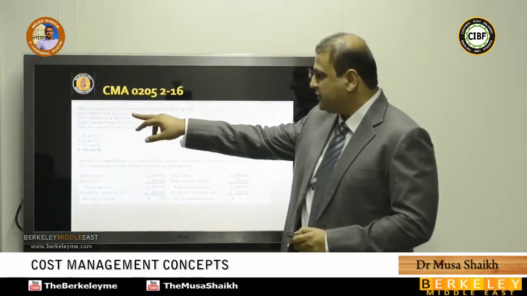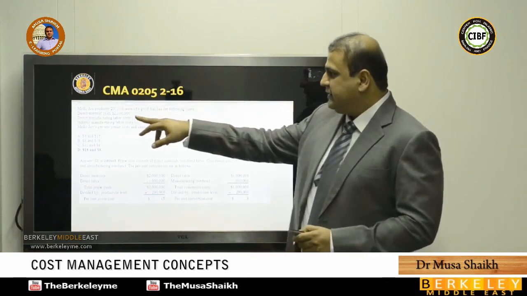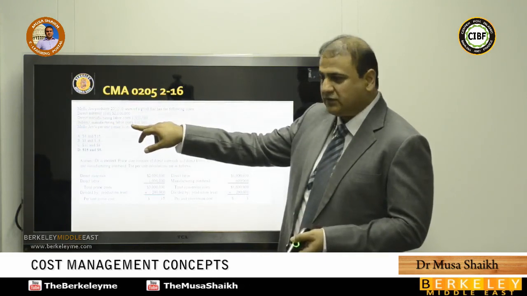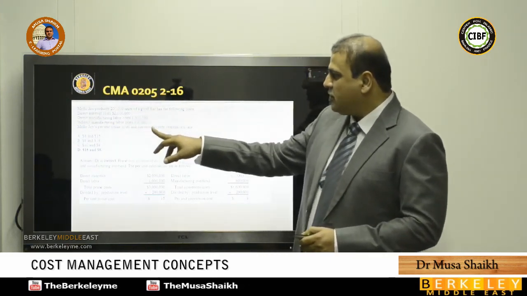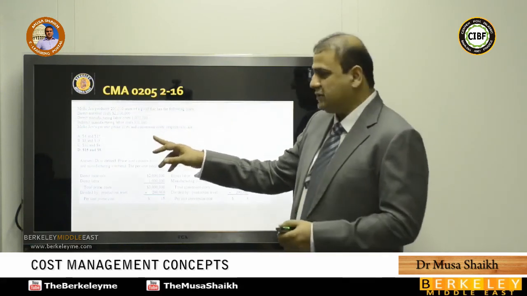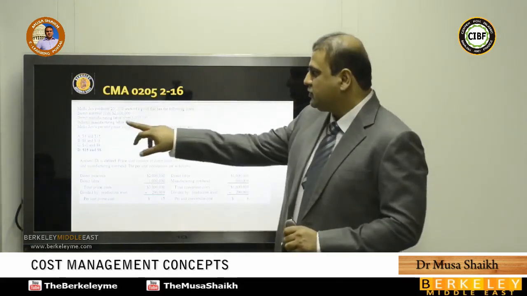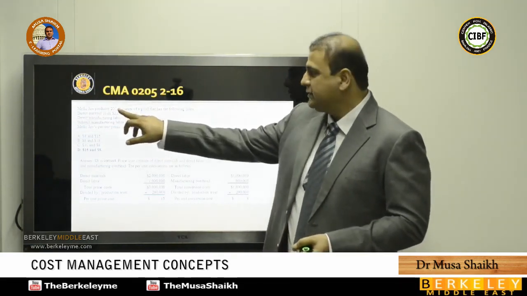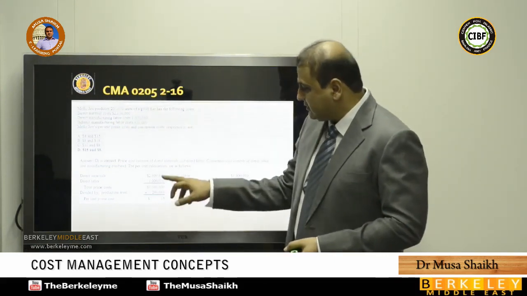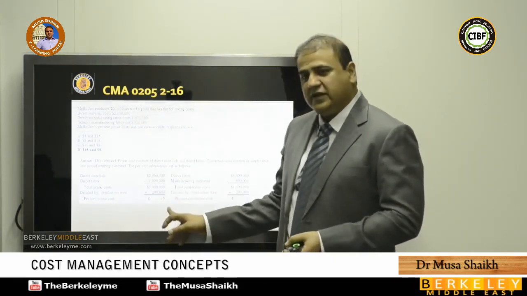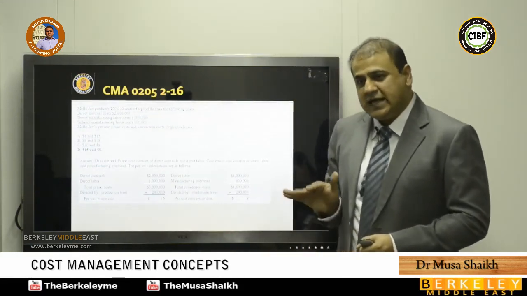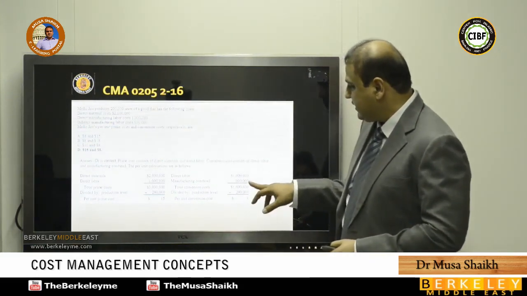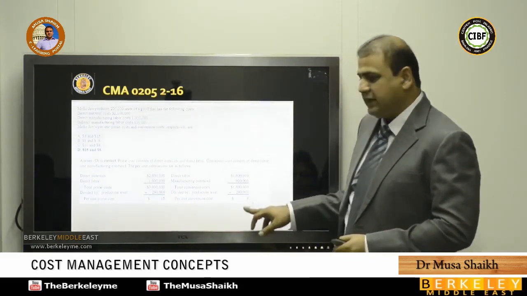It says M produces 200,000 units of goods, DM is this much, labor is this much, and indirect labor, which is overheads, of course. He's saying calculate prime cost and conversion cost. What is the prime cost? 2 million and 1 million, 3 million divided by 200,000, so you have 15 per unit. What is conversion cost? Direct labor and overhead: 1 million plus 600,000 divided by units, so you will get the conversion cost.